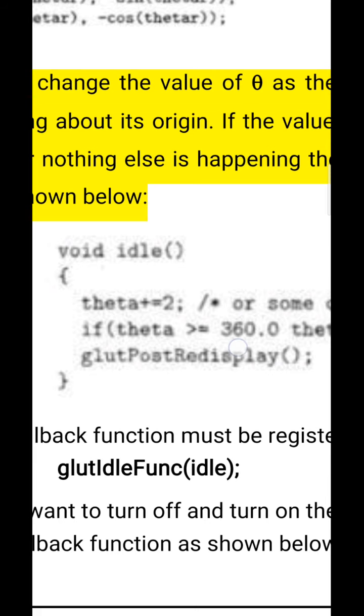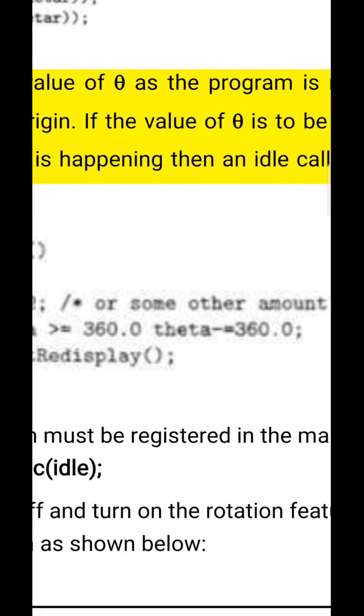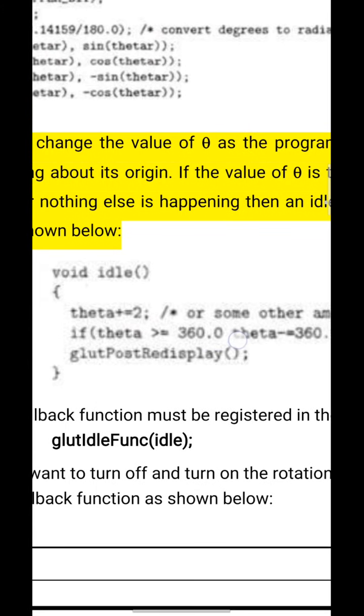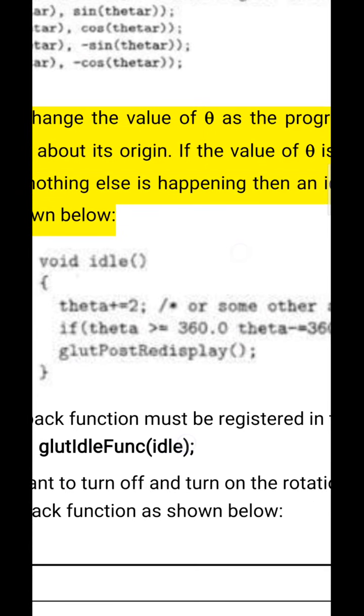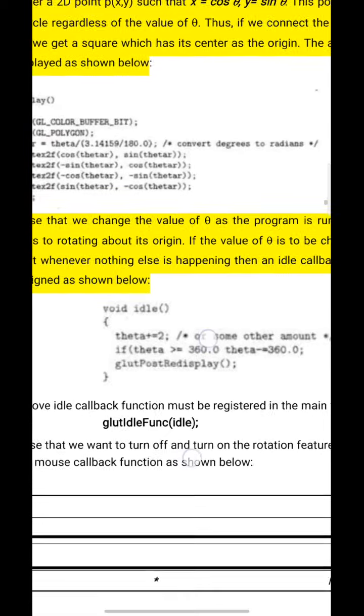Once it crosses 360, you have to reset the angle to 0, that is, theta equal to theta minus 360. Again it starts from 1, 2 degrees, 3 degrees and so on, once a complete 360 rotation is completed. Glut post redisplay is to bring the updated model onto the display. Whenever the angular displacement is added, display the model onto the monitor. Fine. Okay.